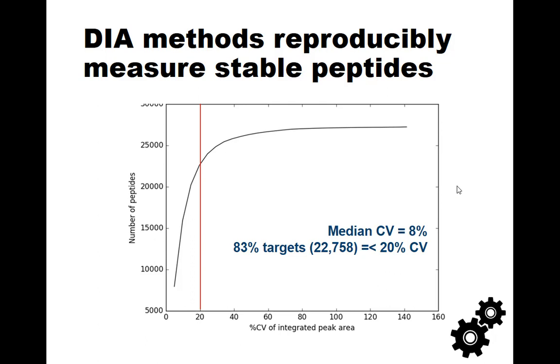And those would be peptides that aren't particularly quantitative. Those would be peptides that, if I measure it once and then I measure it the next day, even though the actual value should be the same, my mass spectrometer gave me different values for it. So I wouldn't want to include that. That's the 17% of targets that are not reproducible.